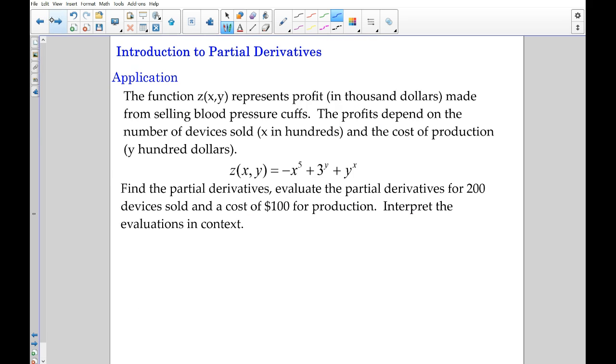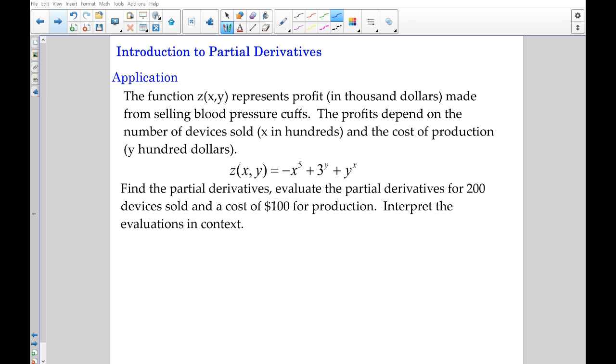And then, of course, we have to do application problems, because why not? We do these all in preparation for future events, so this is actually extremely applicable in the real world, because you do have functions that are dependent on multiple variables. So that's why we want to prepare you for these sorts of scenarios.